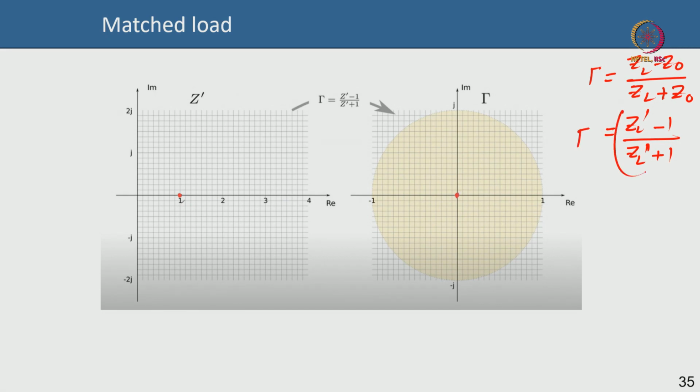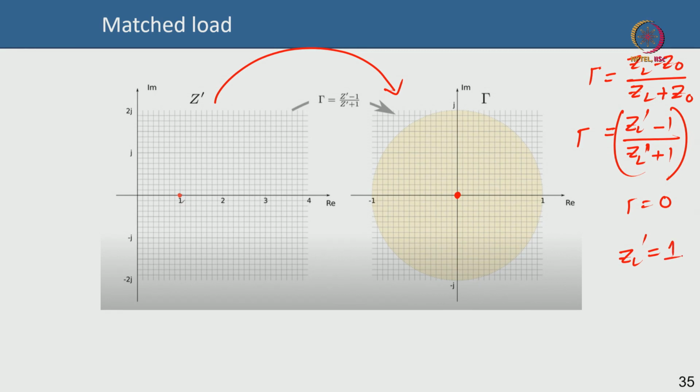So this is what I am mapping from this to this. The more I speak, the clearer it will become. Suppose you have ZL equal to Z0. If ZL equals Z0, it is a perfectly matched load and your reflection coefficient is 0. This is your 0. Can you see the center? That is your reflection coefficient of 0, and that will correspond to ZL equal to Z0, or in other words ZL prime, because I am talking about normalized impedances, ZL prime is equal to 1.